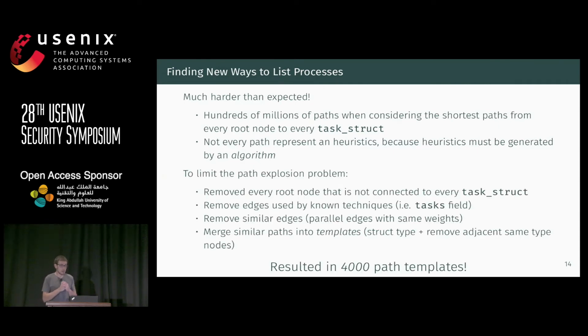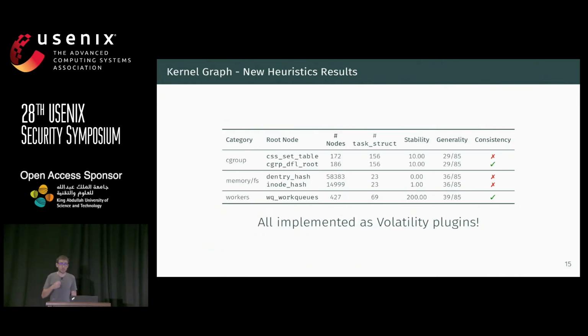So first of all, we focused on the path explosion problem. To limit it, we removed every root node that is not connected to every task struct. Then we also removed all the edges which are used by known techniques, for example, the task field. We also removed all the similar edges, which are parallel edges, which basically have the same weight. And finally, to express the fact that a heuristic must be generated by an algorithm, we merged similar paths inside templates. These templates are basically generated by keeping only the structure type of the nodes involved in a path, and then by squeezing together adjacent same-type nodes. And with this approach, we were able to find 4,000 path templates, out of which we were able to find new interesting ways to list the processes.